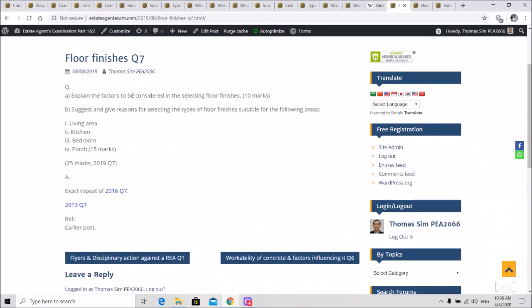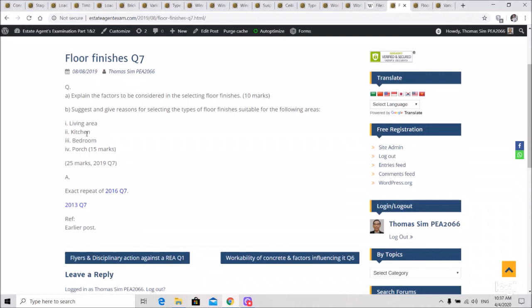Explain the factors to be considered in selecting floor finishes. Part B suggests and gives reasons for selecting the type of floor finishes suitable for the following areas. So in fact, the first part is asking what the considerations for your floor finishes are, and then in particular part B. So it's actually the elaboration of part A.